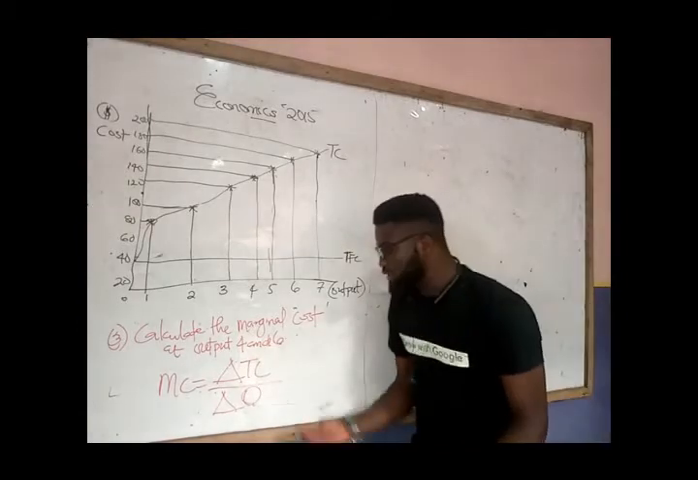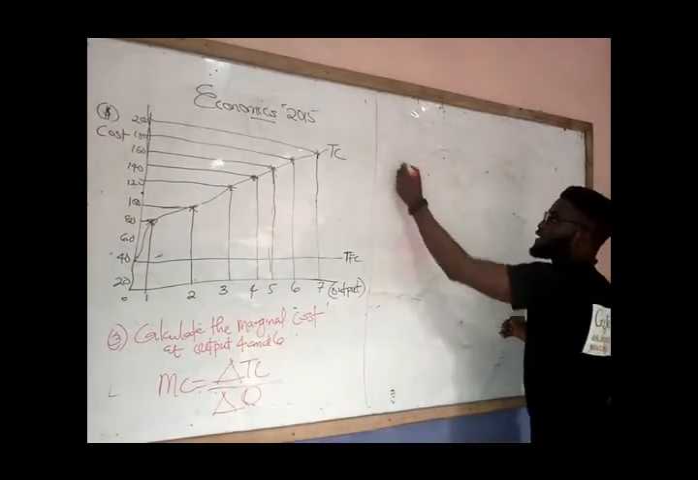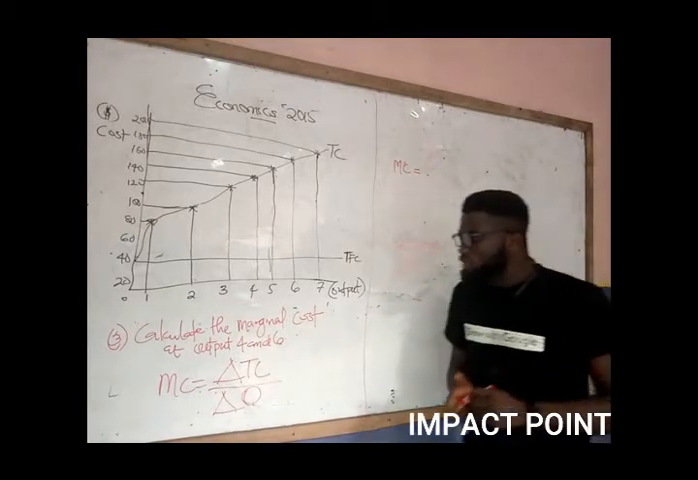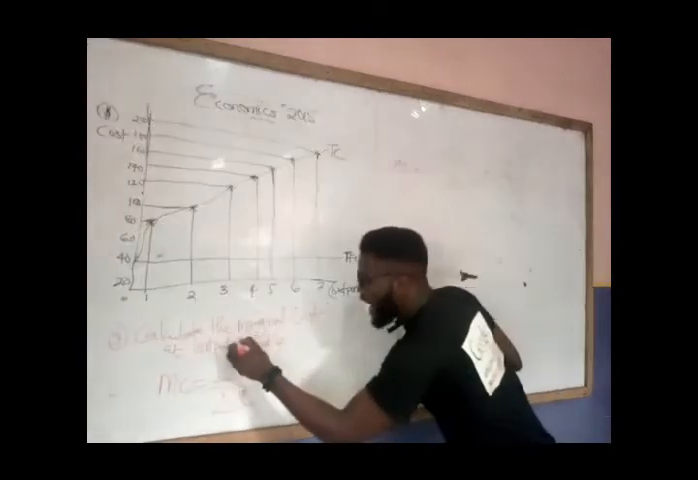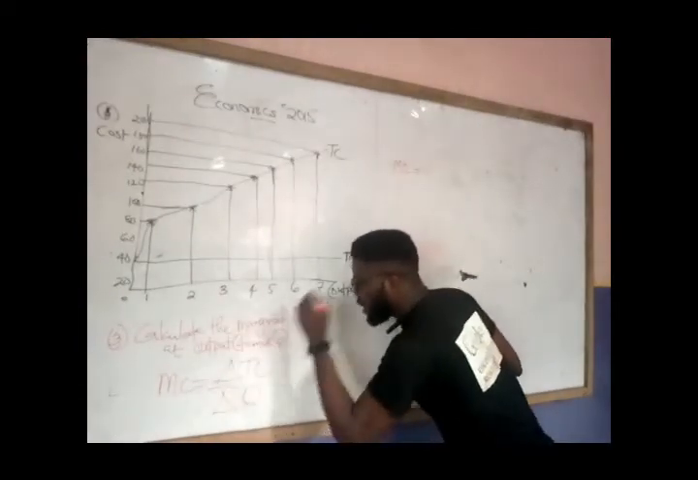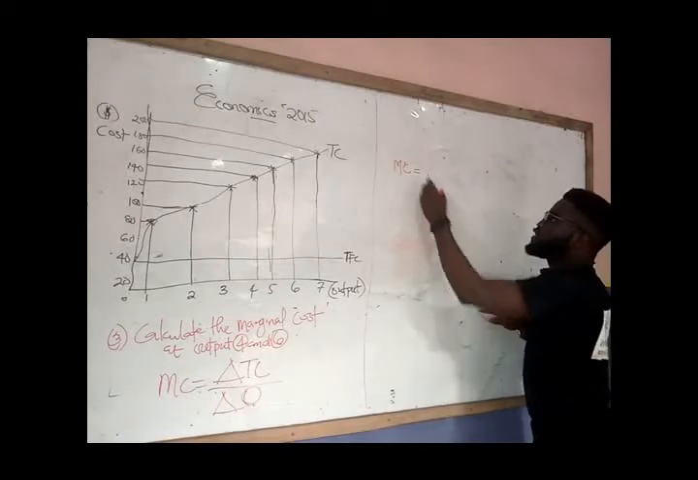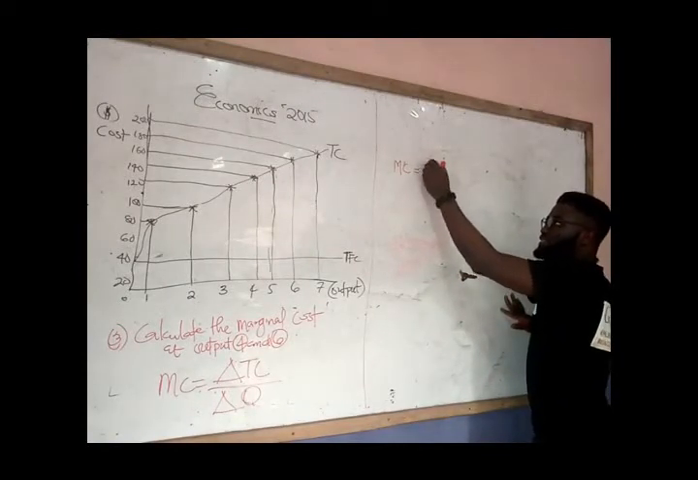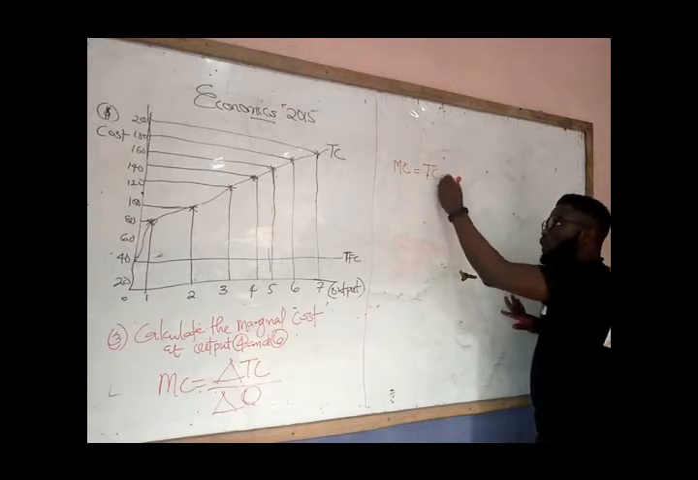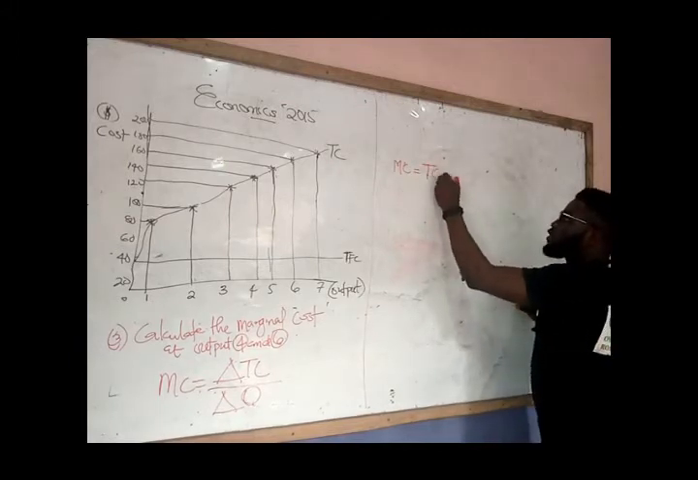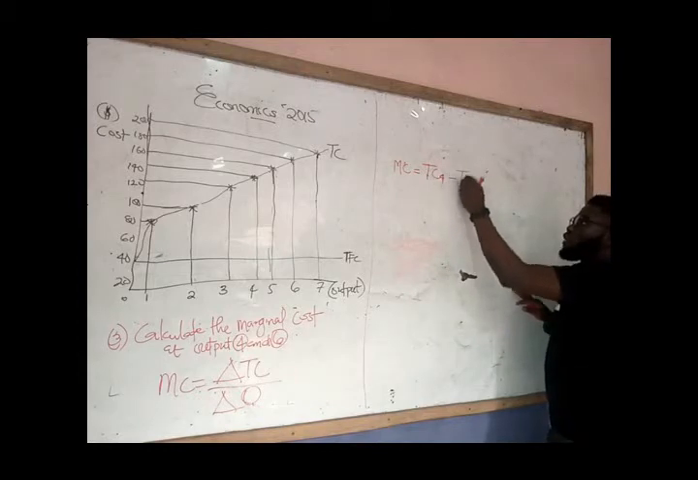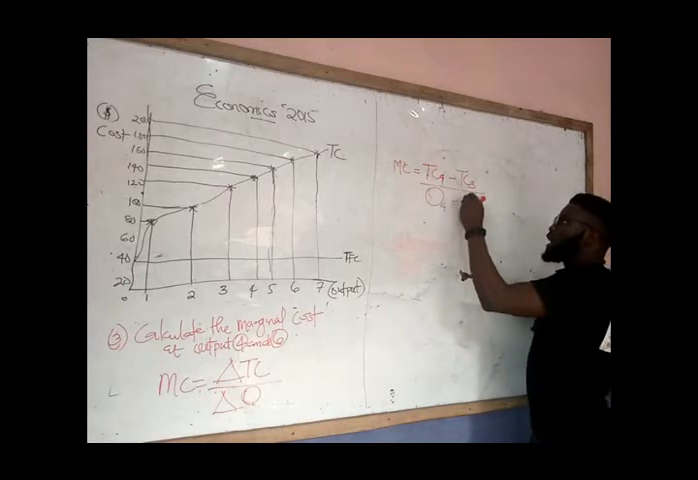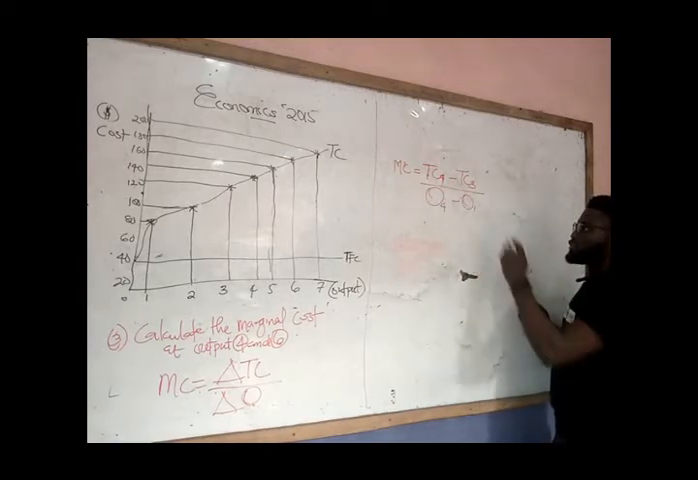Now, I know you are wondering, how do I calculate this? Very simple. Look at this. MC equals, now you are asked to calculate at output 4 and output 6. So how do you do that? You see, MC equals ΔTC, this Δ TC means total cost. Total cost 4 minus total cost 3 over output 4 minus output 3.